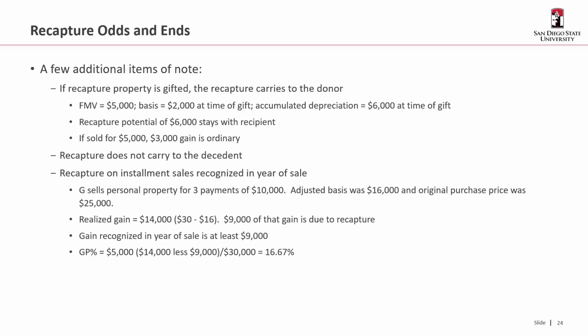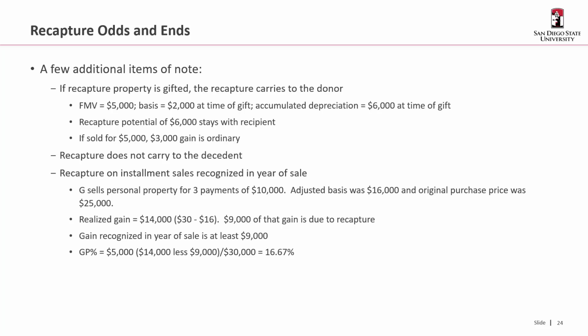So let's calculate the realized gain, right? That's the $30,000 of amount realized minus $16,000. $9,000 of that gain is due to recapture, right? Because that's the amount of accumulated depreciation on that personal property. It's Section 1245. So that $9,000 worth of ordinary recapture must be recognized in the year of sale, whether any cash changes hands or not. So as a result, the gross profit percentage needs to be adjusted to reflect that.